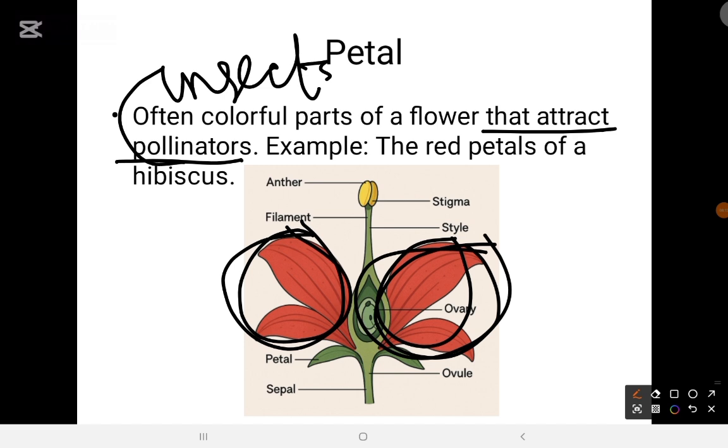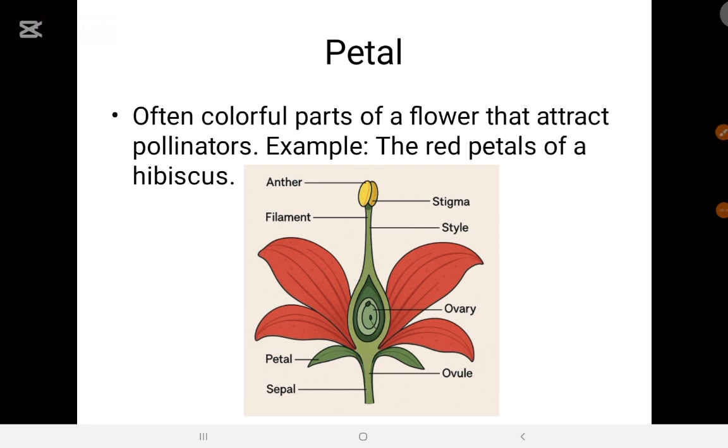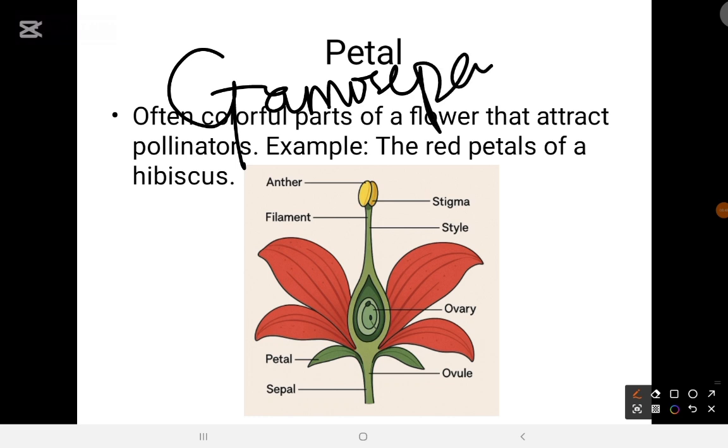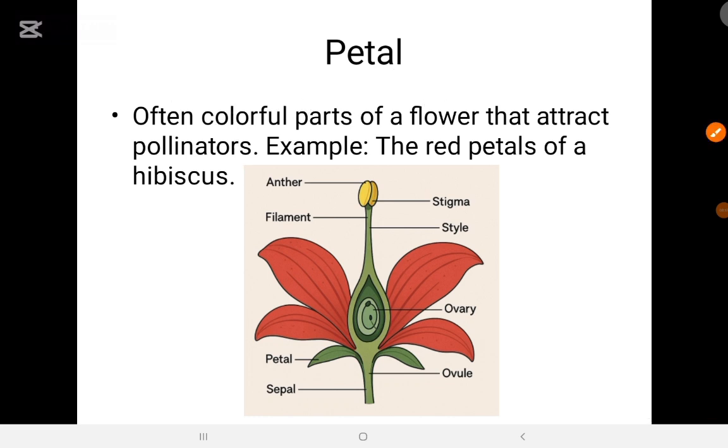Now, there's something about the petals too. The petals may be fused together partially, or they may be fused together completely. That is, there's partial fusion of the petals, and there's also complete fusion of the petals. Now, that condition is called gamopetalous. I'm sorry, gamopetalous, because gamosepalous will be something else.